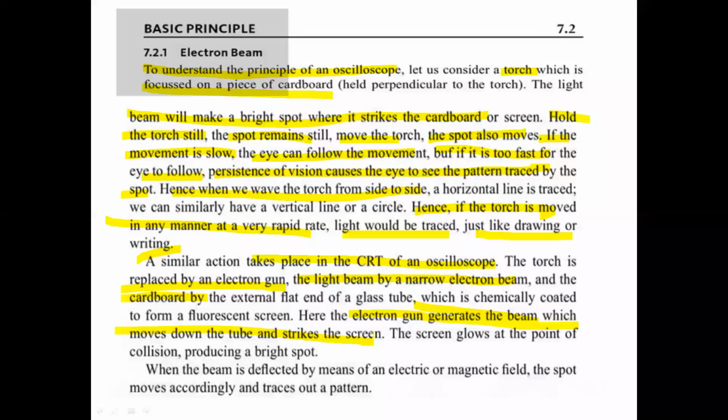Okay, so if we change the deflection horizontally or vertically, then a continuous trace will be available on the screen.